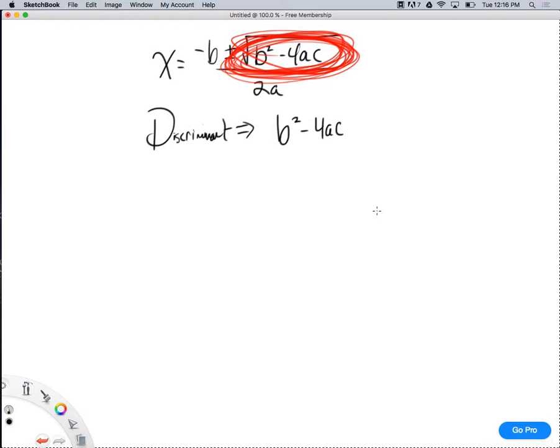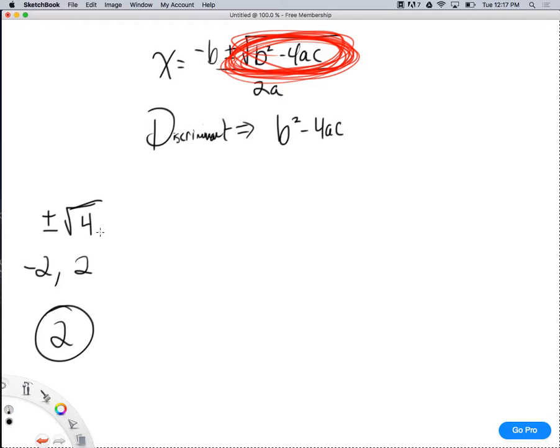Now, we know its name, but what does it tell us? Well, in order to understand that, I'd like us to go through this. Plus or minus square root of 4. How many solutions is that? 2, right? Well, what's the square root of 4? 2. So this is negative 2 and positive 2. So there are 2 possibilities for plus or minus square root of 4, right? Does that make sense?